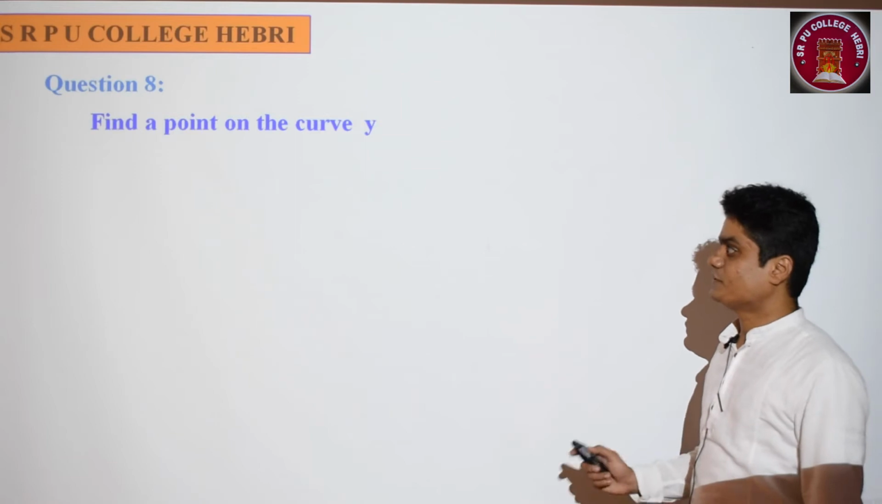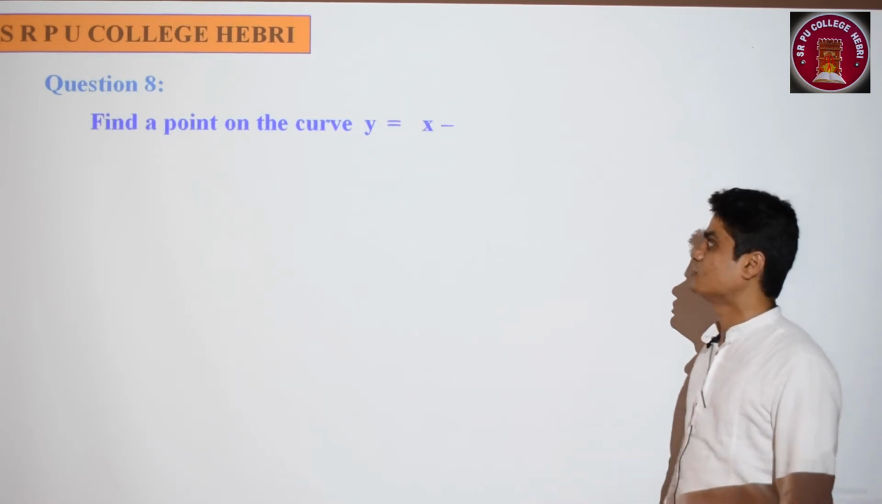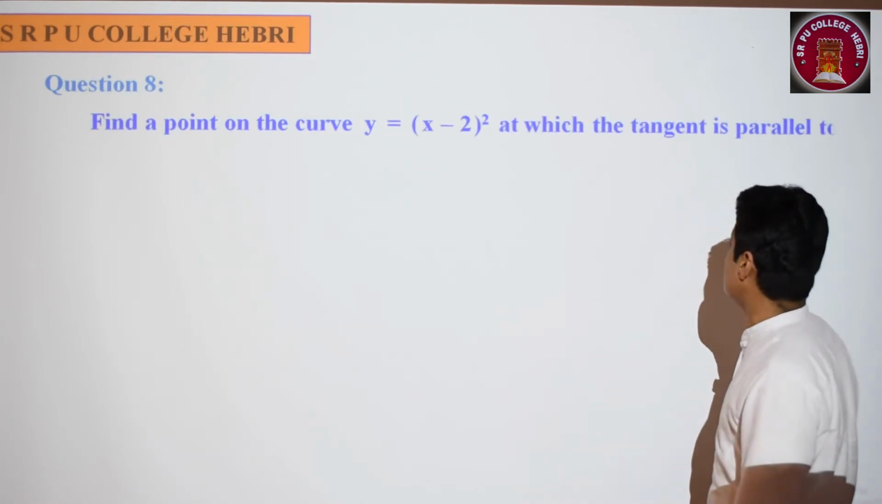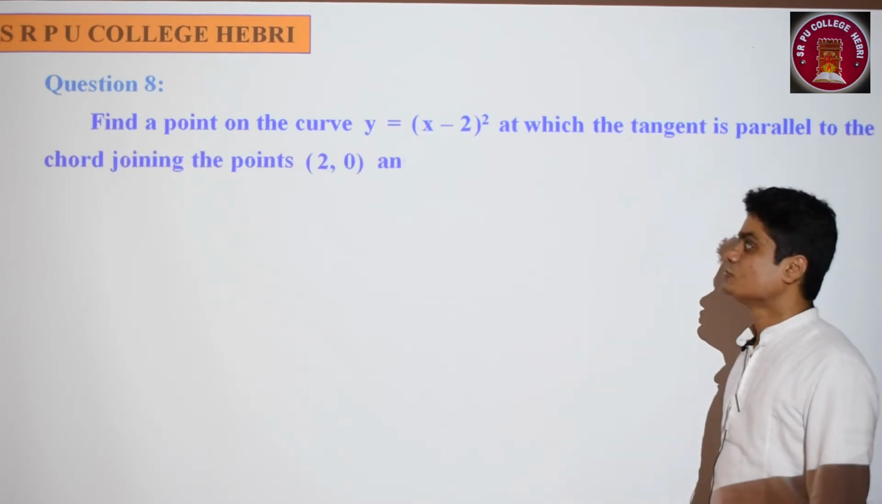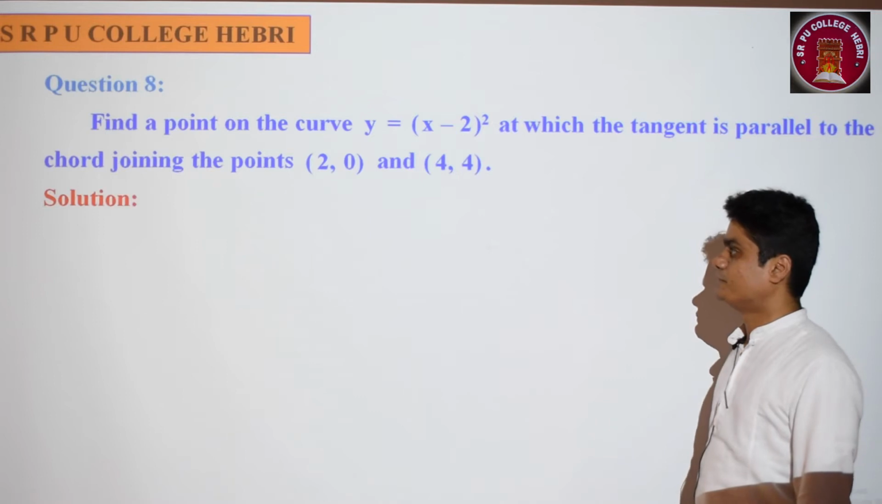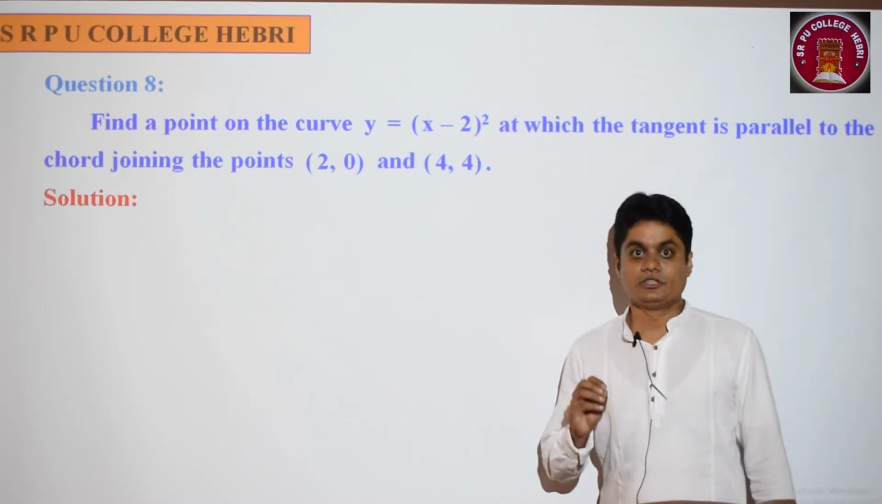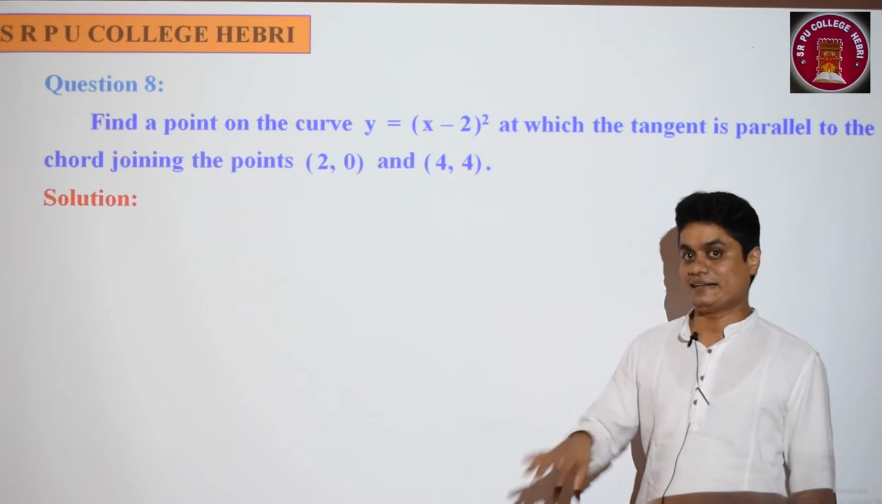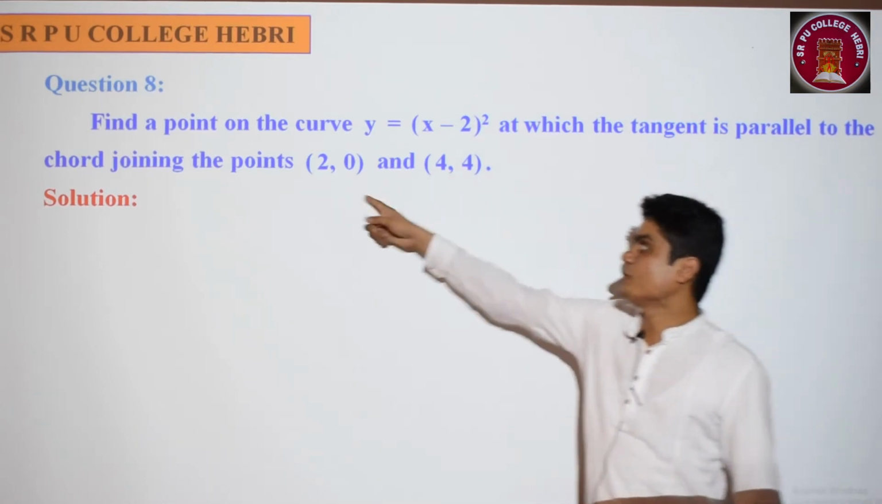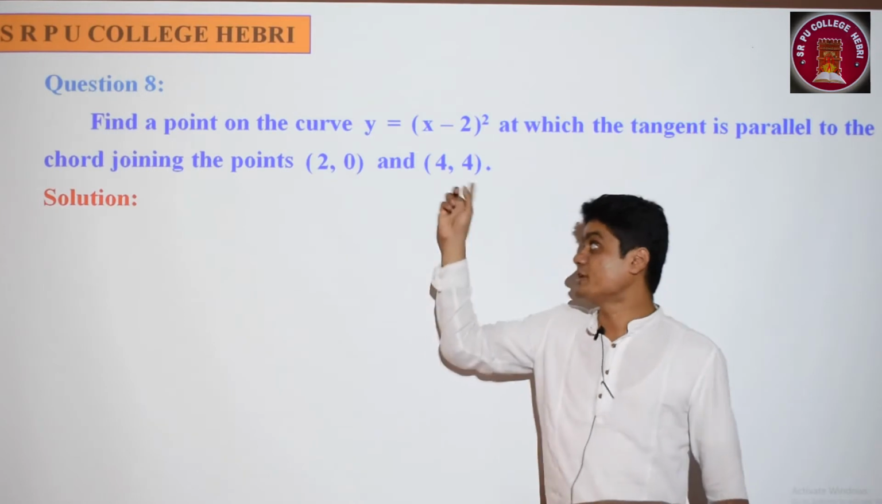The question is as follows: find a point on the curve y is equal to (x minus 2) whole square at which the tangent is parallel to the chord joining the points (2, 0) and (4, 4). So here the tangent is parallel to another line, and that line is a chord joining two points on this curve.